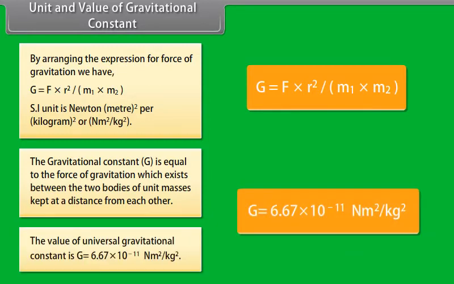The value of the universal gravitational constant is G is equal to 6.67 into 10 raised to the power minus 11 Newton meter square per kg square.